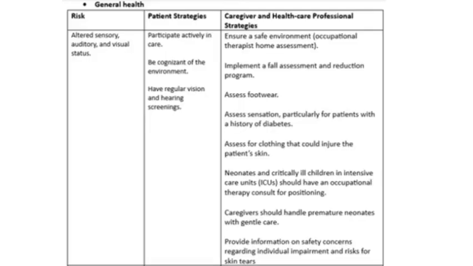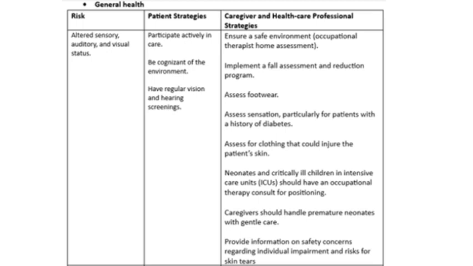Okay, so first we're going to look at the risk factors and look at different patient strategies and home and healthcare professional strategies that we can implement into our plan of care if they fall under that risk category. So number 1 that we're going to look at is altered sensory, auditory, or visual status.